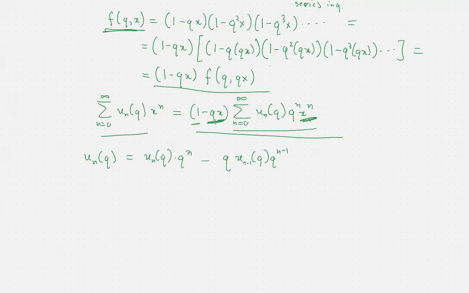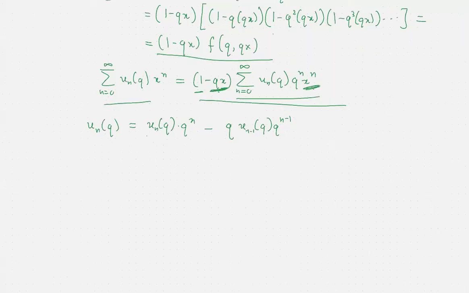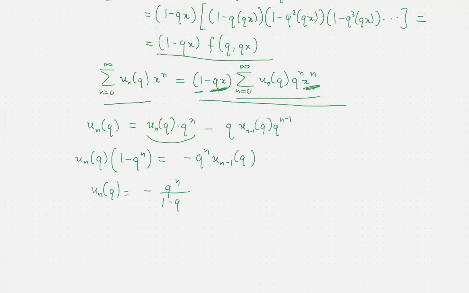And now what we can do is just bring this on the left. So that will give us u_n of q times 1 minus q to the n is equal to minus q to the n u_(n-1) of q, which gives u_n of q is equal to minus q to the n over 1 minus q to the n times u_(n-1) of q. Now you understand what is happening.